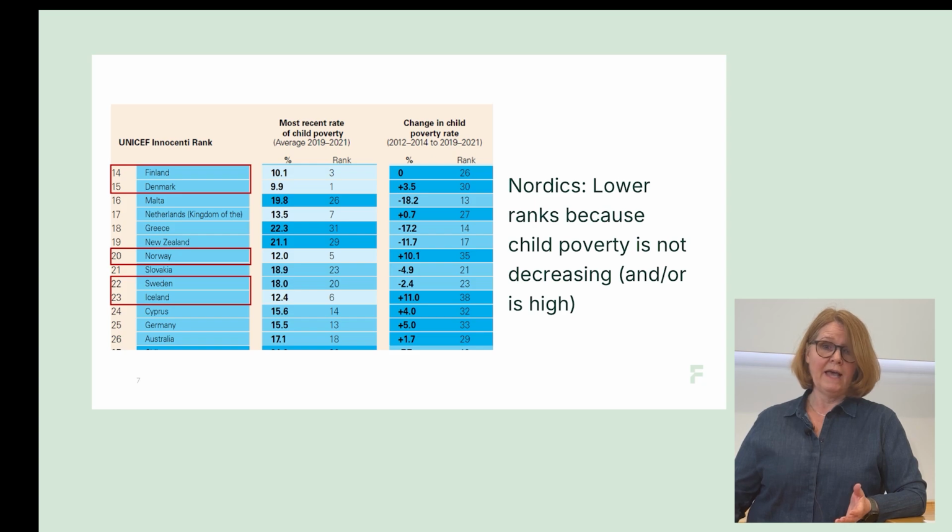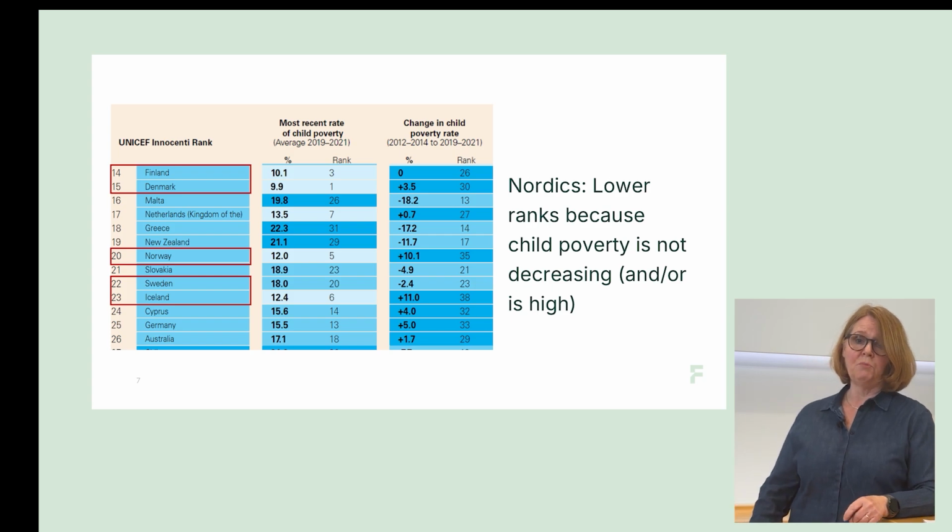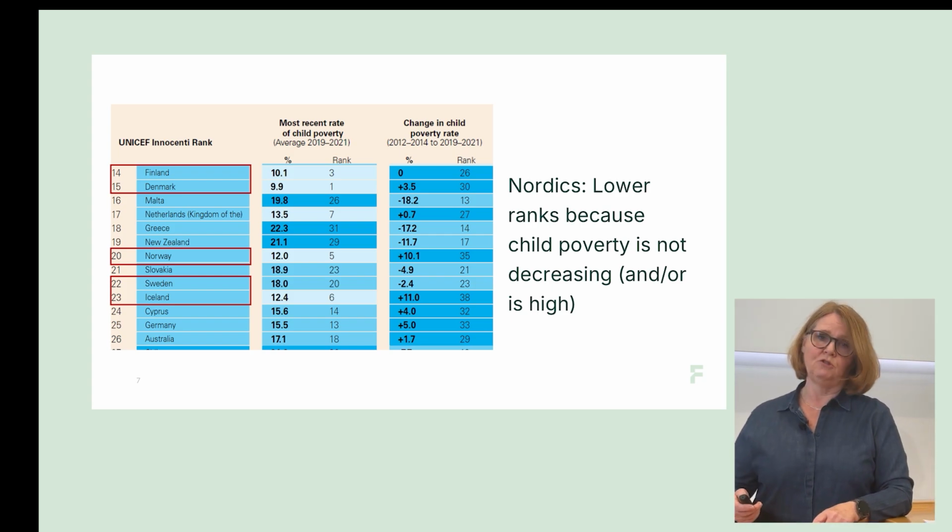While Denmark had the lowest rate of child poverty in 2023, the country fell to 15th place in this ranking because child poverty had increased over the past decade. Finland dropped from 3rd to 14th place because the country had not succeeded in reducing child poverty. Norway, Sweden, and Iceland are even further down on the list. So, the Nordics still have relatively low poverty rates, but the development is not as good as we would want it to be.